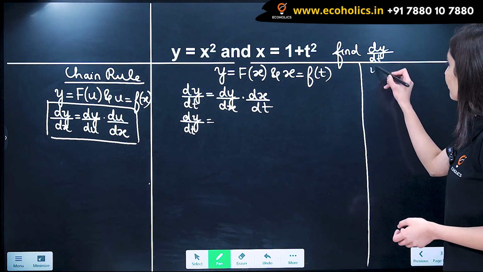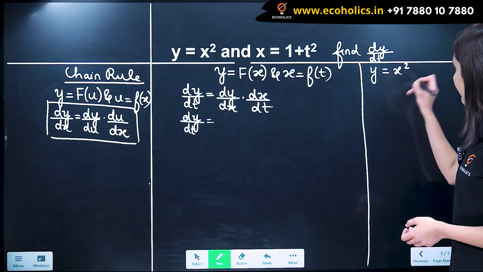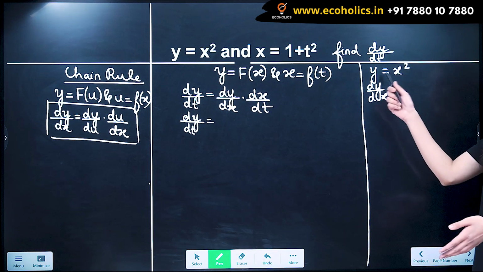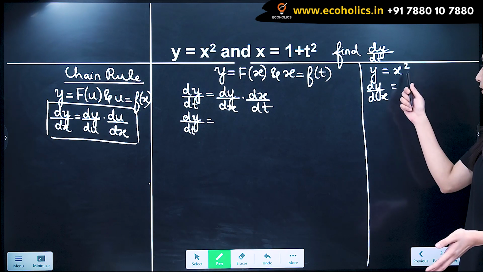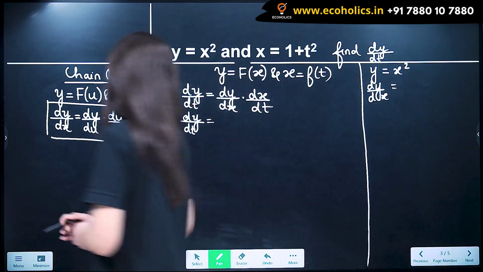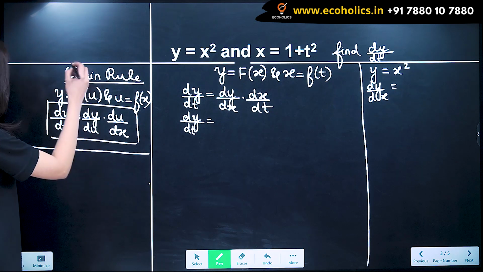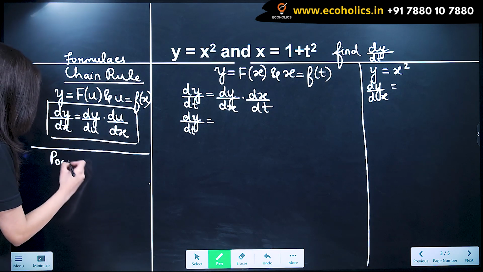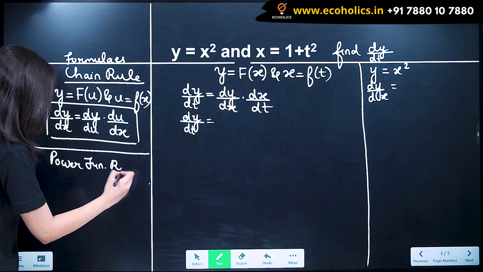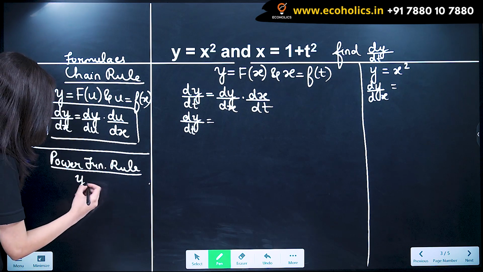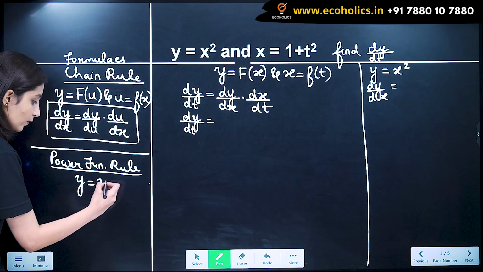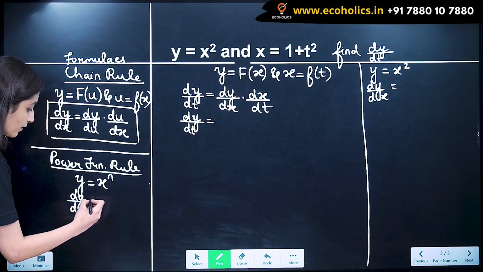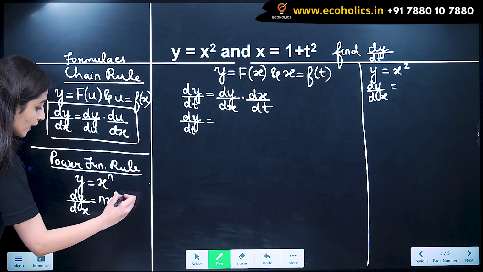In this case we have y is equal to x square. So dy by dx becomes equal to what? Now we have y as x square and we need to find dy by dx. So in this case we will use the power function rule. According to the power function rule, which we have studied, I'll write the formula over here. Our power function rule states that when y is equal to x raised to n, in that case dy by dx is n x raised to n minus 1.